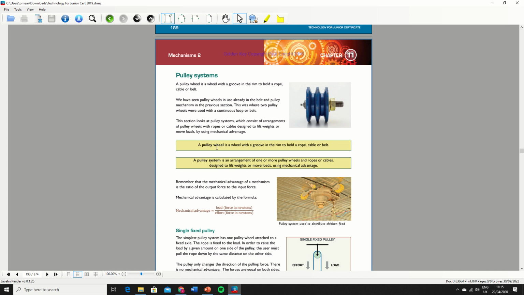Okay, so first of all, key definition: a pulley wheel is a wheel with a groove in the rim to hold a rope, cable or belt. And a pulley system is an arrangement of one or more pulley wheels and ropes or cables designed to lift weights or move loads using mechanical advantage. So take those two definitions down. That basically sums up that paragraph in 2 sentences. Remember that the mechanical advantage of a mechanism is the ratio of the output force to the input force. So the mechanical advantage is always going to be the same. It's load over effort, no matter what mechanism it is.